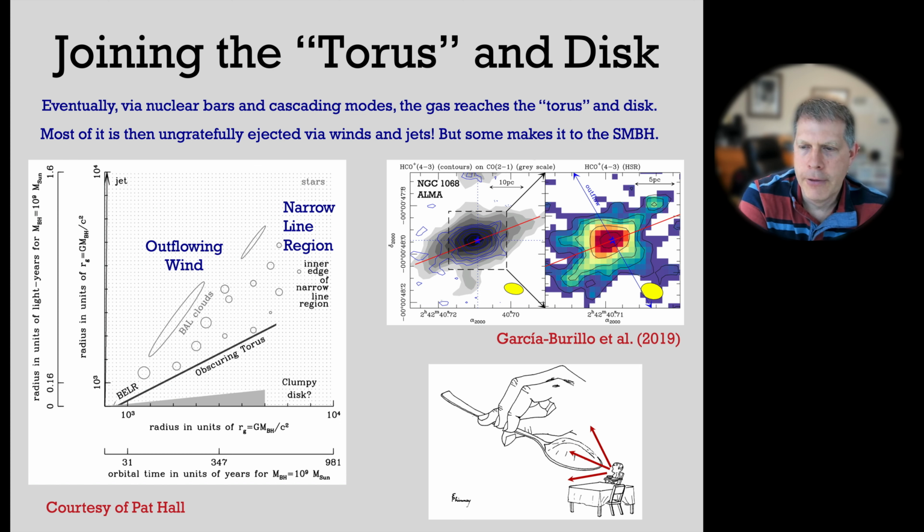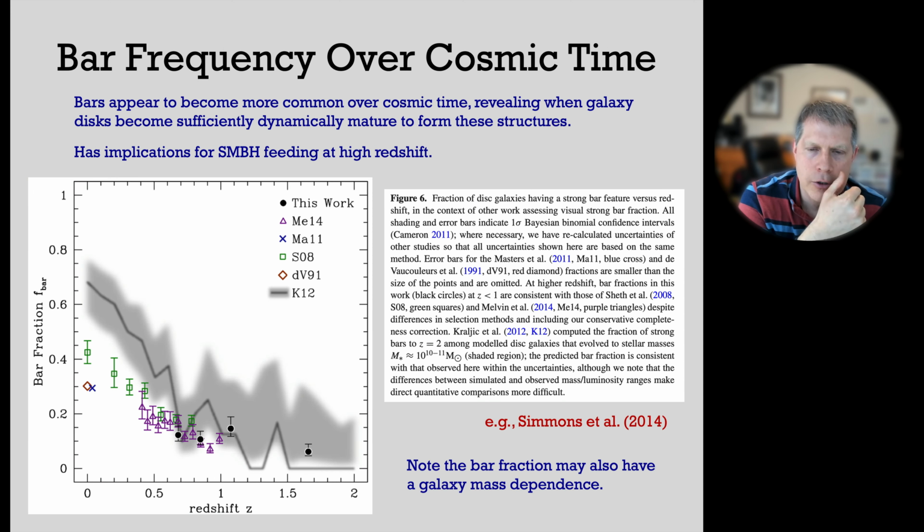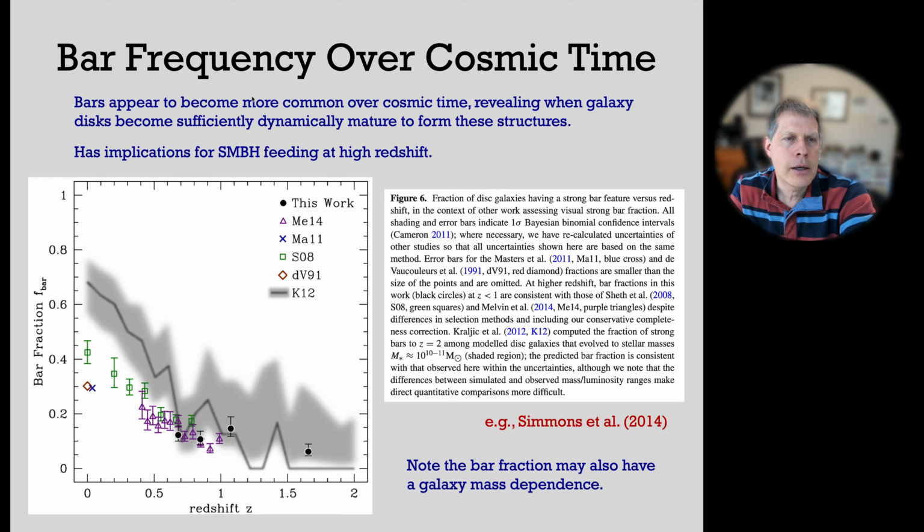Okay, the final thing I will just say about these bars for now is, it's also, of course, of interest to look at how common these bars are over cosmic time. This is a challenging thing to do. You generally want to go out as far as you can into the infrared to do this. And it appears that bars become more common over cosmic time. Here is one example of that, showing a variety of different studies.